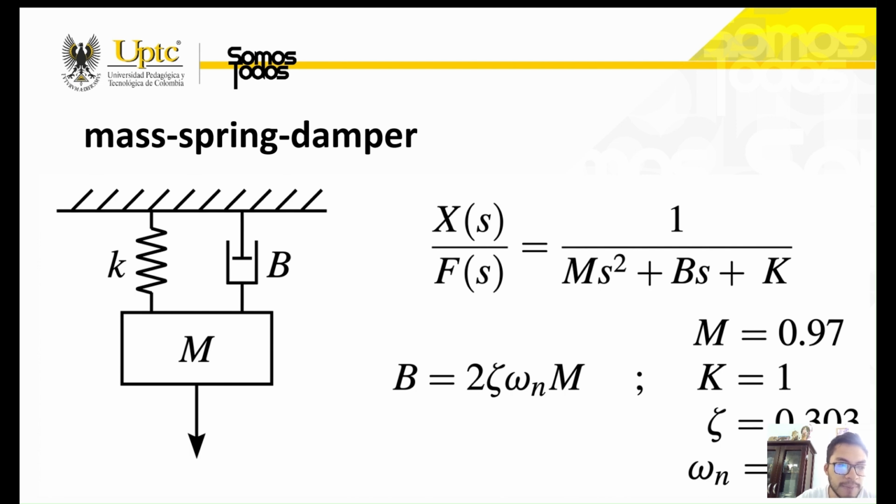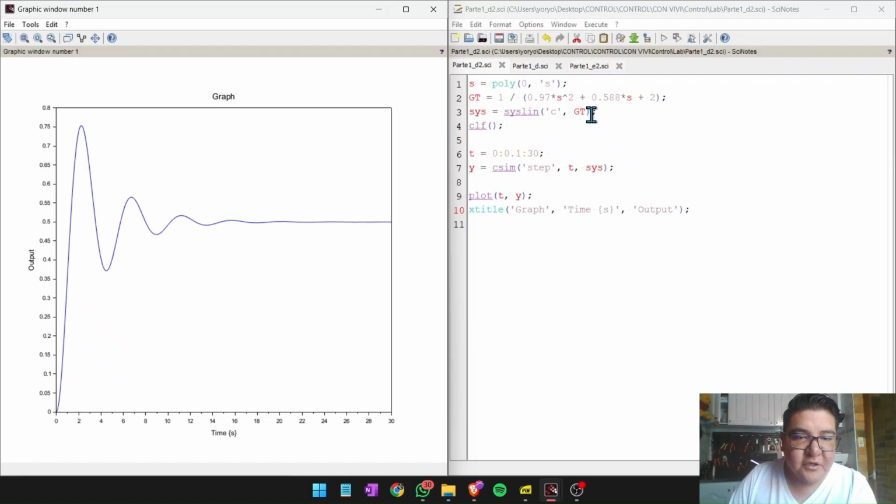In this case, the parameters are m equals 0.97, k equals 1, and the damping coefficient is related to the damping ratio using the equation b equals 2 lambda omega n m, where lambda is the damping ratio and omega n is the natural frequency. In this simulation, you analyze a mass spring damper system.